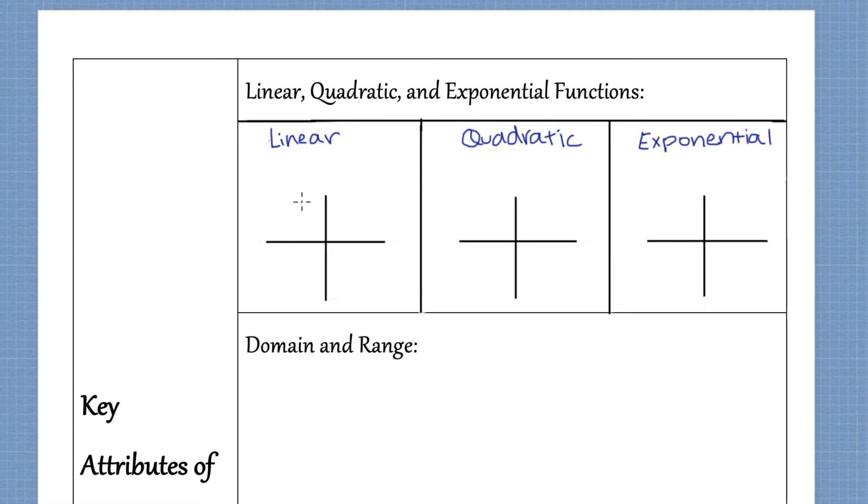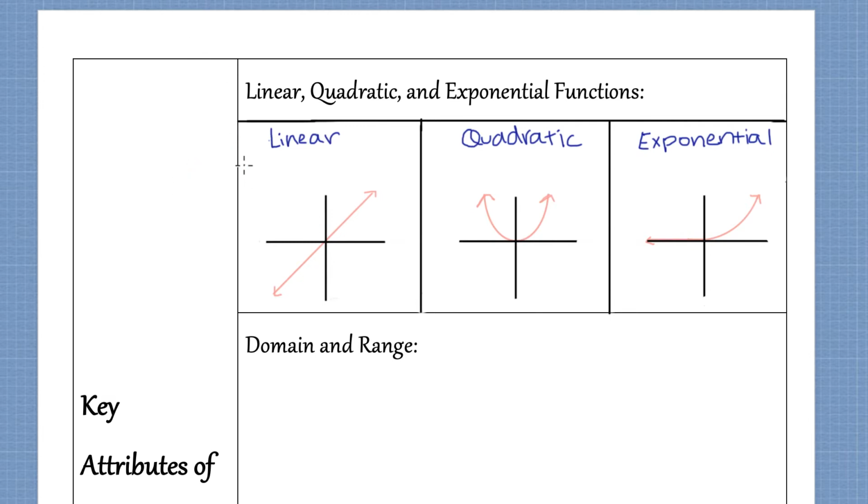First, I'm going to graph the parent functions of each of the linear, quadratic, and exponential. The linear parent function on a graph looks like this. The quadratic parent function looks like this. And the exponential parent function looks like this. Now each of these graphs has an equation for its parent function, so I'm going to write out the equations for each of these parent functions.